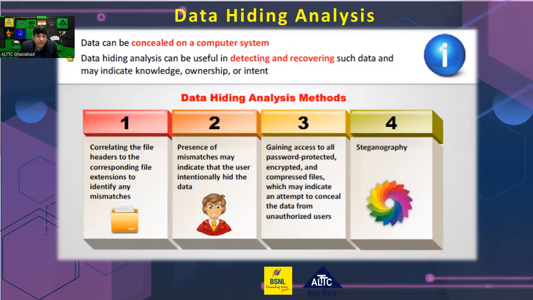Data hiding analysis. Data can be concealed on a computer system. Data hiding analysis can be useful in detecting and recovering such data, and may indicate knowledge, ownership, and intent. So what methods? The first is correlating the file header to the corresponding file extension to identify any mismatches. The presence of a mismatch may indicate that the user intentionally hid the data.